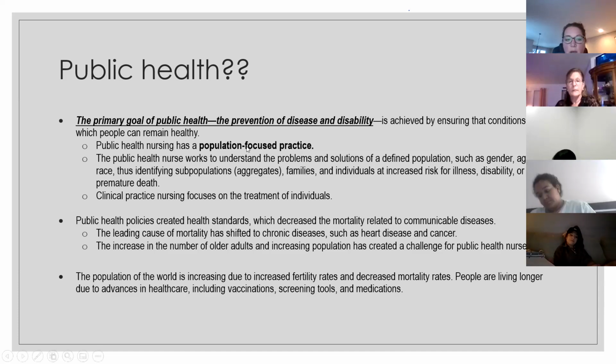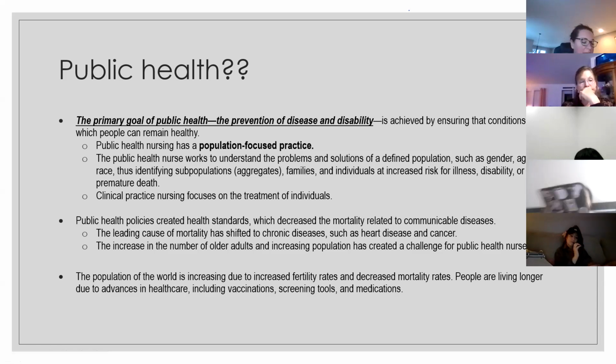We're going to move on to public health. Remember, our primary goal of public health is to prevent disease and disability. And when we're trying to prevent, that's going to be our primary. So how do we do it? Keep people healthy. We have a population focused practice. We work to understand the problems of a defined population, thus aggregates, families, individuals. Clinical practice nurses focus on the treatment of individuals. Our public health policies create health standards.